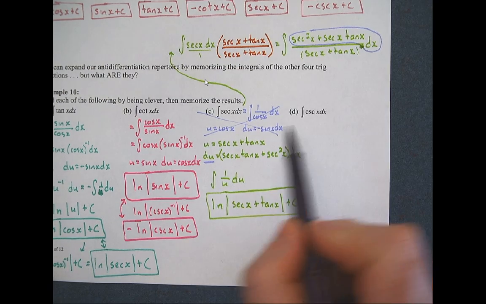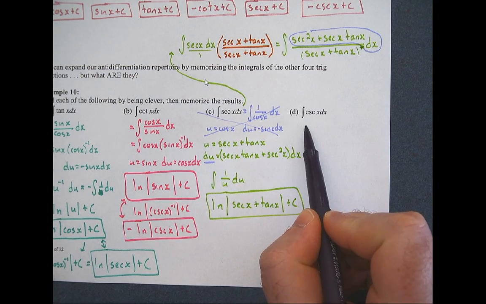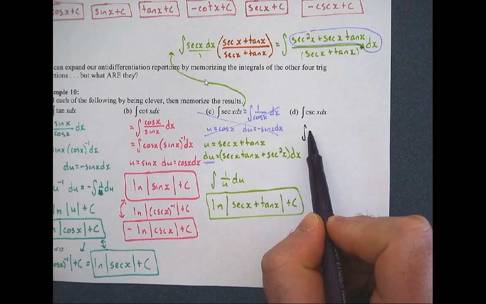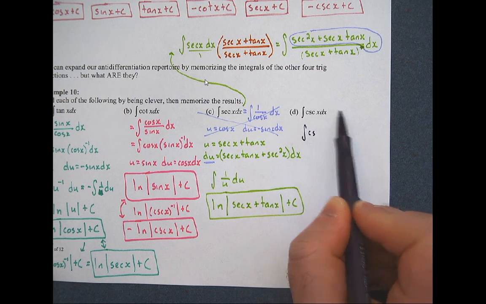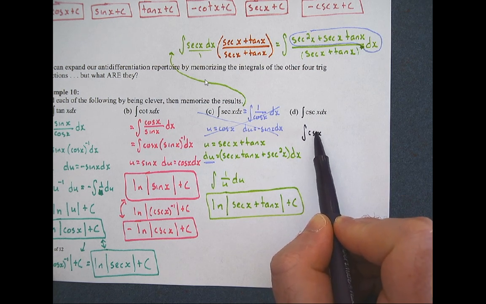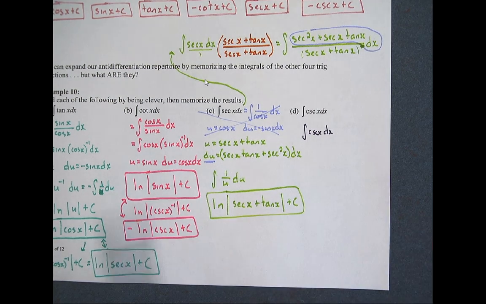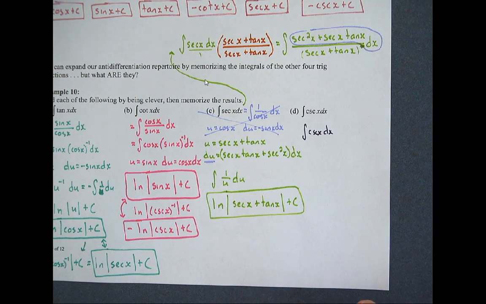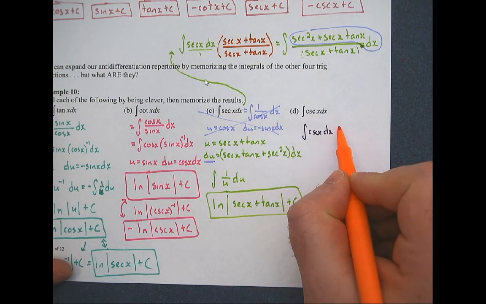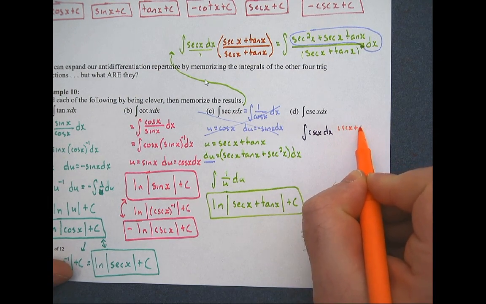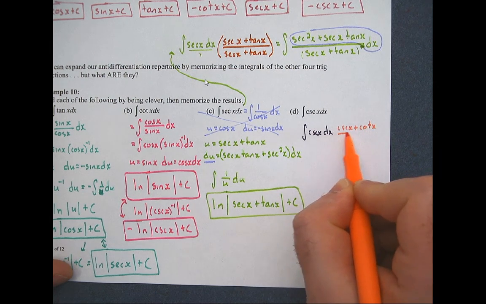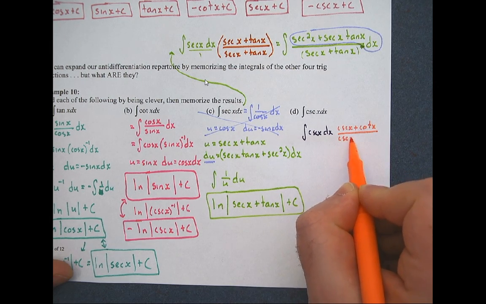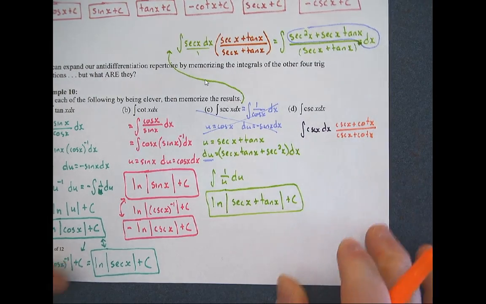So I'm going to start off by doing this kind of multiplying situation again. Right now I have the integral of cosecant of x. What could I multiply by in a similar idea to what I did up there? Instead of secant x plus tangent x, I'm going to multiply by cosecant x plus cotangent x over cosecant x plus cotangent x.